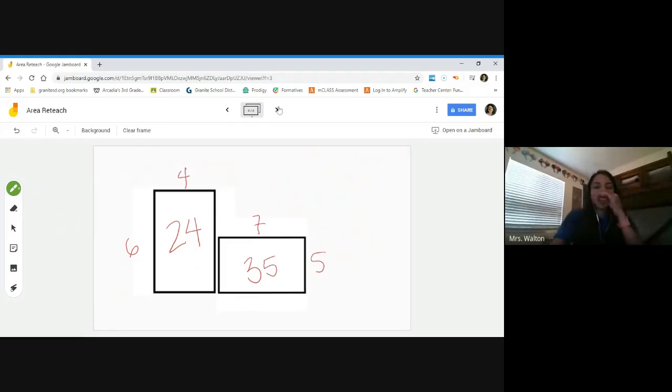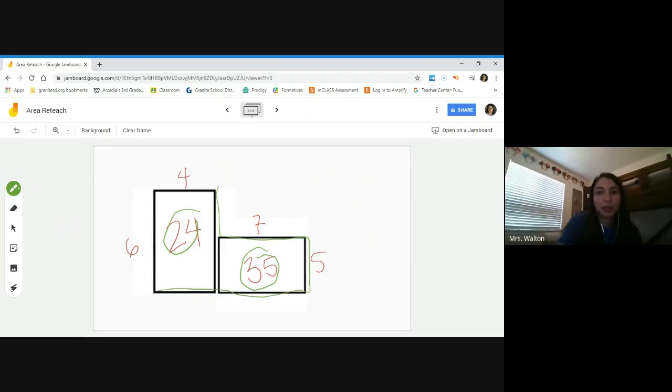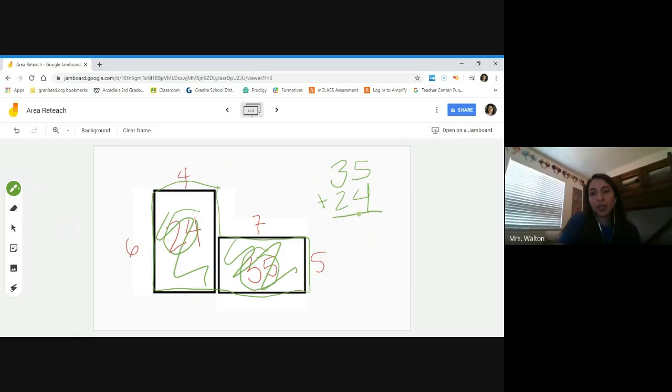And so let's say these things are put together. We know that the area of this one is 24 and the area of this one is 35. So if we put them together and we look at this whole thing as a whole shape on its own, we're going to just add those together. We have to add this chunk and this chunk. So 35 plus 24. Add them up. 5 plus 4 is 9. 3 plus 2 is 5. Our area of this whole green shape is 59.